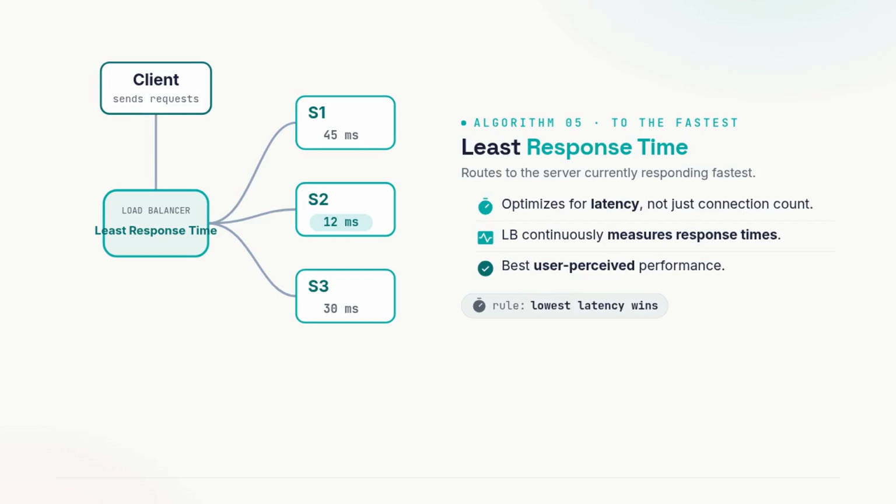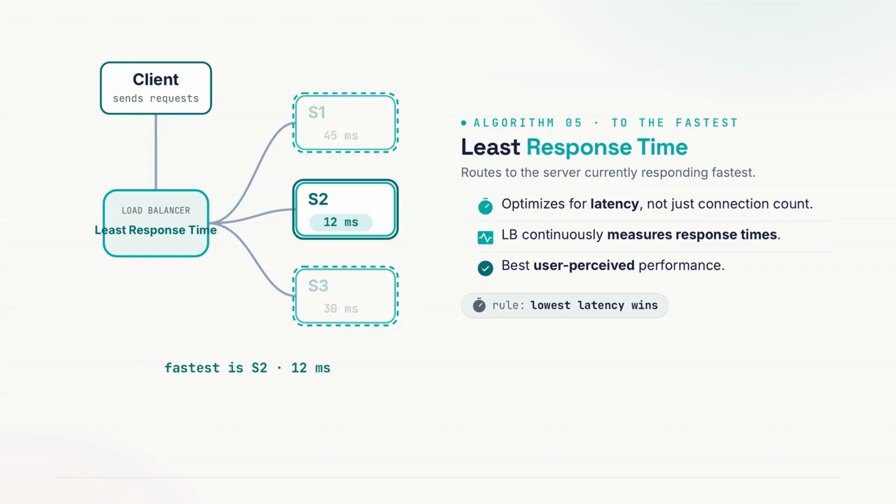The balancer continuously measures each server's response time. It sets aside the 2 slow ones and spots the fastest and routes the request to server 2 at 12 milliseconds. Because it's optimizing the thing your users literally feel, how long they wait. This usually gives the best perceived performance.